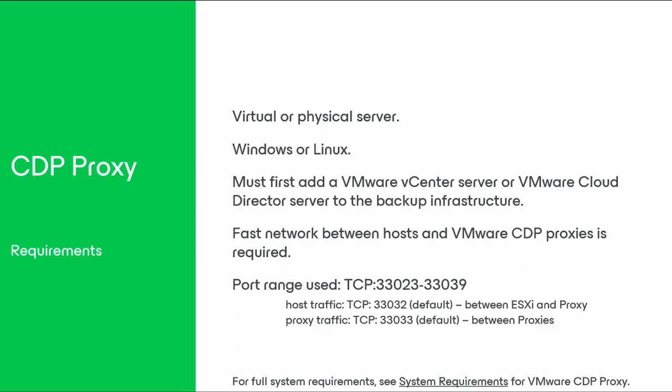Makes sense. It is highly recommended to have a fast network between the hosts and the CDP proxies, because you're going to have a constant flow of data that needs to be replicated from source to target. So a fast network is definitely recommended. You also need to open a specific port range, for example for the host traffic between the ESXi hosts and the CDP proxies, and also between the proxies themselves, so between the source proxy and the target proxy or proxies.